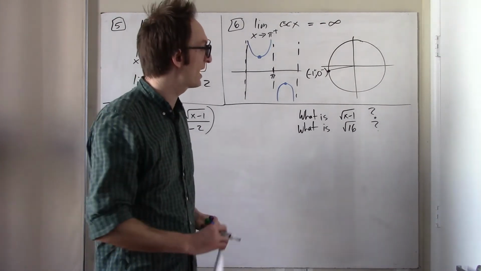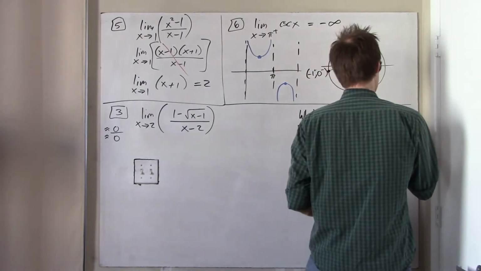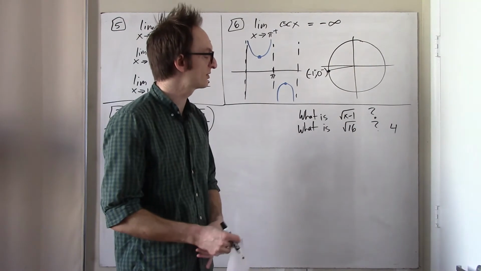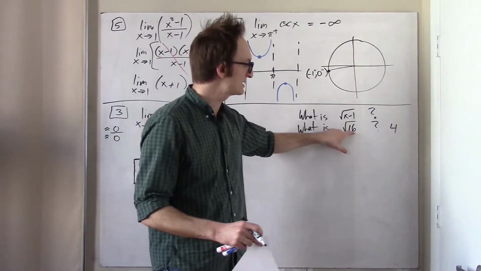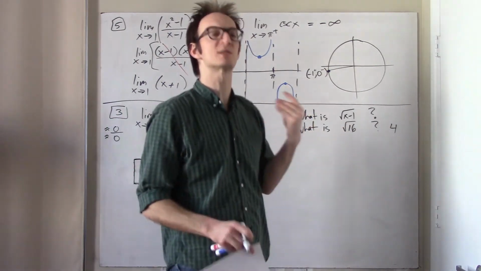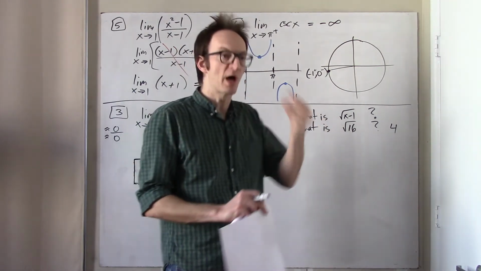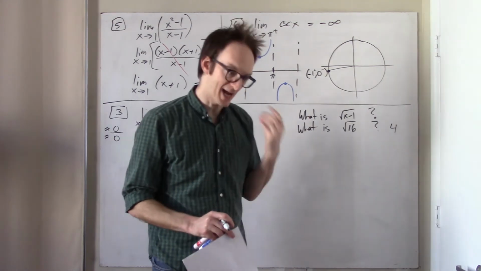And so the reason why the square root of 16 is 4 is because 4 squared is 16. So that's just what the square root symbol means. It is sort of saying the square root of 16 is the thing which, when squared, is 16. So what is the square root of x minus 1? It's the thing which, when squared, is x minus 1.